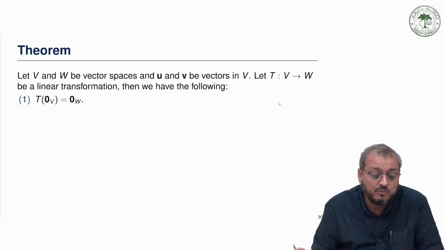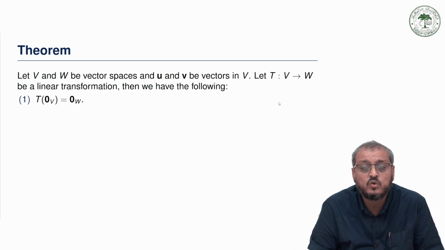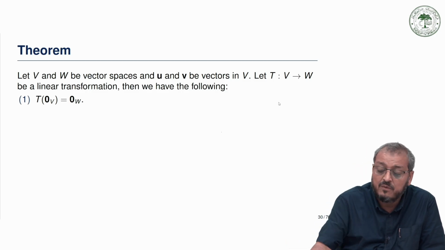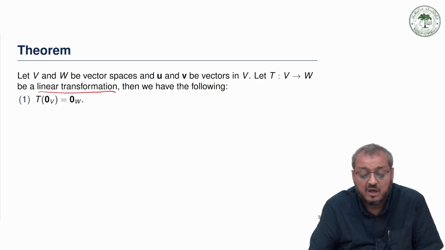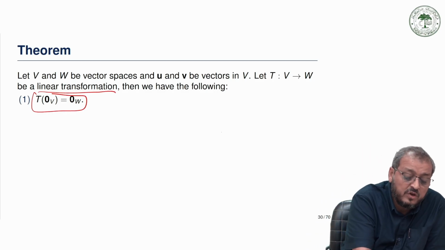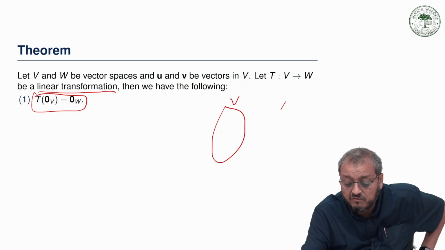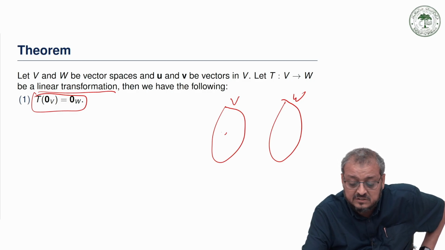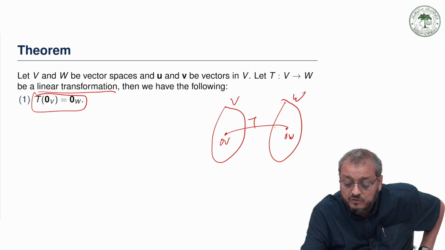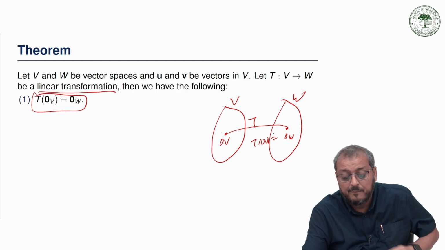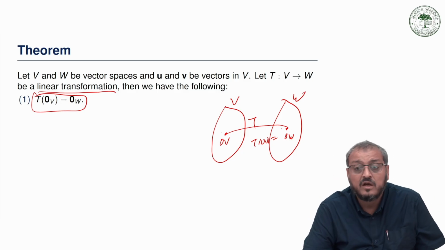Let V and W be vector spaces, and let T from V to W be a linear transformation. Then T of 0_V is equal to 0_W. This means suppose we have V and W, with the zero vector 0_V in V and 0_W in W, and a mapping T. The element T of 0_V is the same as 0_W. The map T always maps the zero of V to the zero of W.